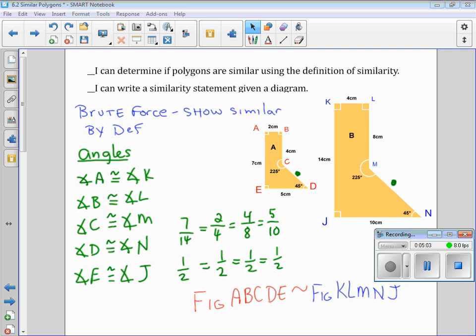So figure ABCDE. Notice that those are in alphabetical order. It is similar to the other things that go along with it, K, L, M, and J. And I just used my angle similarity column to help me match things up correctly, okay? So the left side has to be in alphabetical order for my class. The right side just needs to match up, okay? So sometimes they'll be in alphabetical order and sometimes they won't.